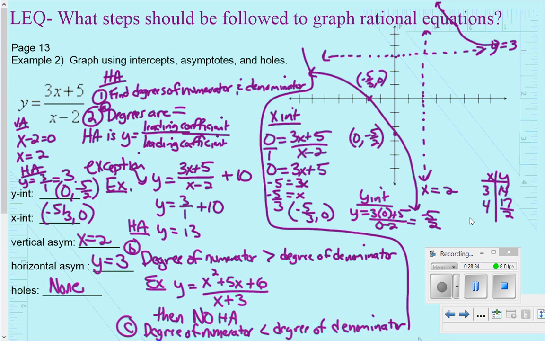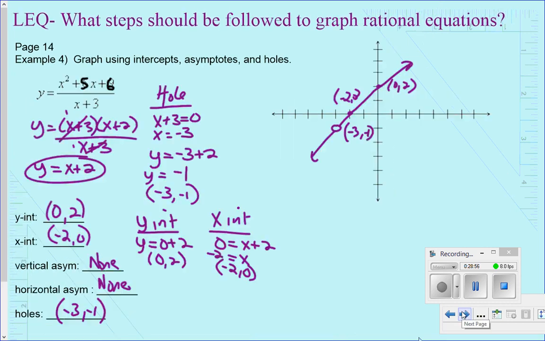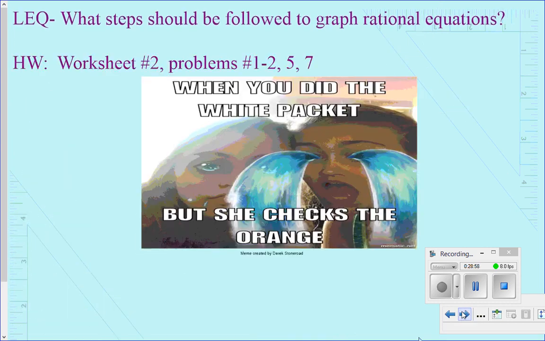Okay, so that's how you're going to attempt your homework tonight, which is on a few similar problems. So you're going to have some that end up being linear with hole or holes, and you're going to have some that end up being hyperbolas like this one. So we did not do example 3 in class today. We'll do that tomorrow, and you won't have any like that in your homework. But you should try for homework worksheet number 2, problems 1 and 2, 5 and 7. So do your best to graph those without a calculator.